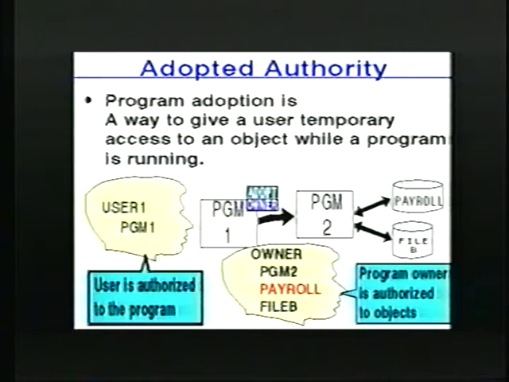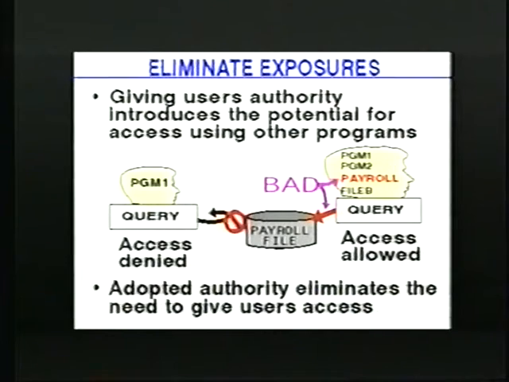This is a concept called adoption of authority, and it has some vast improvements on security. And why is it good? Well, this illustrates very carefully the difference. If, in the case where we didn't use adopted authority, we gave the user access to program 1, program 2, the payroll file, and file B, then the user can access this payroll file, run queries against it, run other applications against the payroll file.